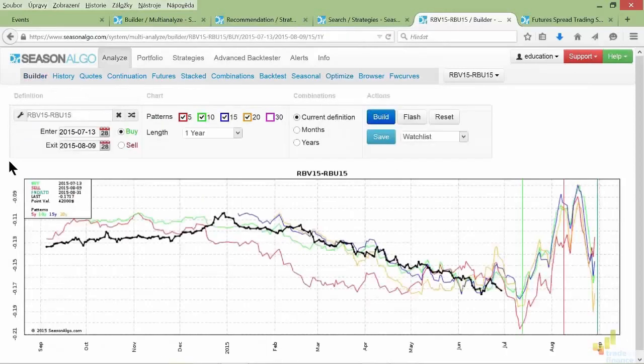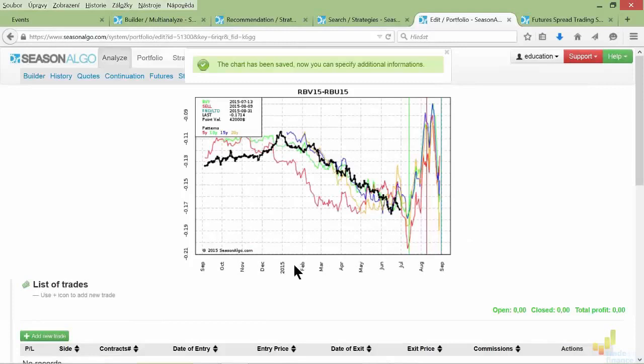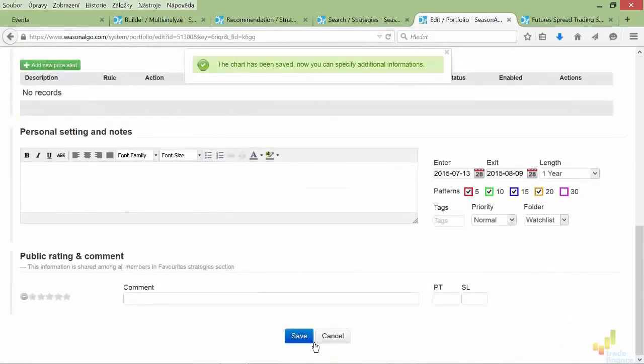And once we decided that this is the spread that we would like to watch and check whether there would really be a signal for entering the trading position, then we could save the spread in the portfolio. The portfolio is here, and we can save the spread in the watch list, which is the folder where we will watch for the opportunity to enter the trading position, or we can save it in a trade book in case we already entered the trading position, or we can archive it, or we can put it in the temporary folder. So let's save it in the watch list. And now we can also save it here.